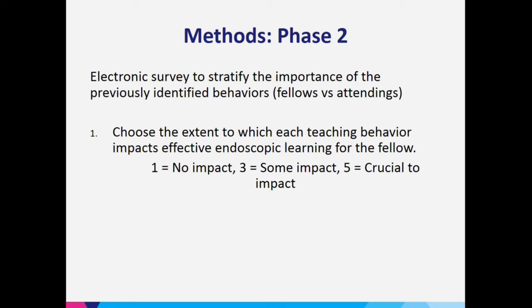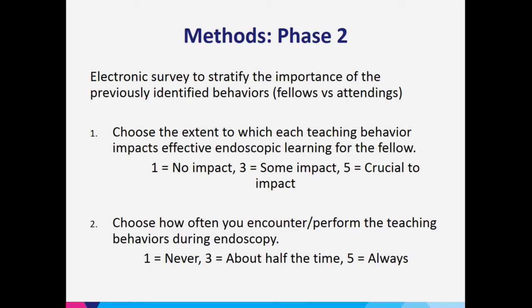And I used all those 29 behavior codes as prompts of actually performing a behavior. Send this out to fellows and attendings. The two prompts for this Likert scale were: choose the extent to which each teaching behavior impacts effective endoscopic learning for the fellow. Effective endoscopic learning was defined as a successful transfer of knowledge or growth in a specific skill or attitude. The Likert scale went from 1 to 5, 1 being no impact and 5 being crucial to learning.